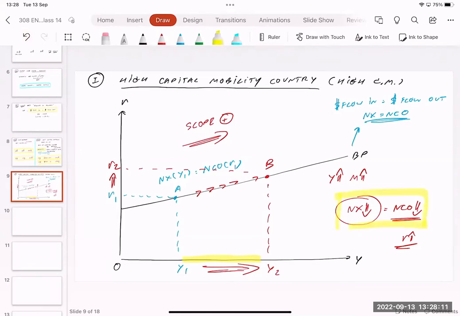Okay, because the real interest rate needs to go up. This is how the BP curve comes about and why it has a positive slope, why it's going up to the right. Moving from point A to point B, when GDP increases and NX goes down, the real interest rate needs to increase a little bit in order to make capital flow in, to make NCO go down together with NX.